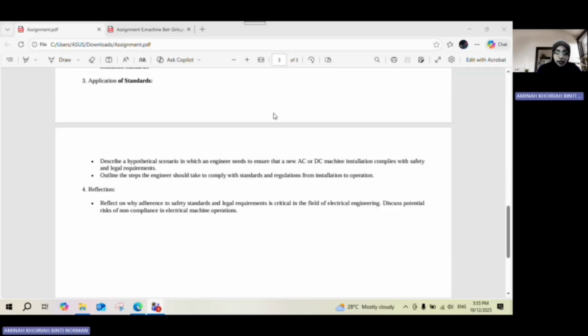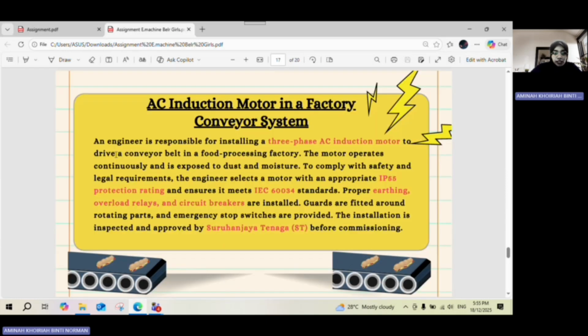For my part, I have to describe a hypothetical scenario in which an engineer needs to ensure that a new AC or DC machine installation complies with safety and legal requirements. Second, I need to outline the steps the engineer should take to comply with standards and regulations from installation to operation.